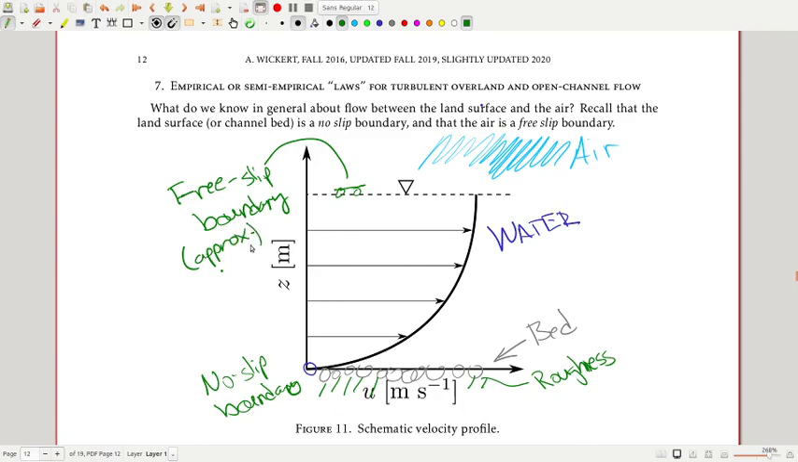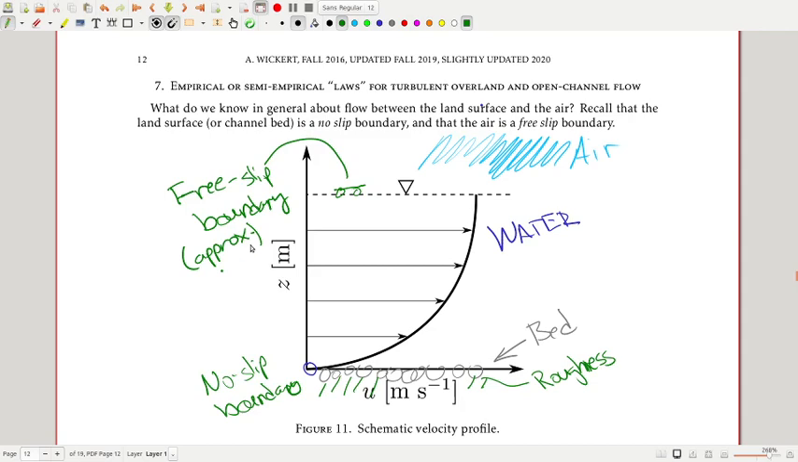So I'm going to make a note that this is an approximation. Right? Because if you see the wind blowing across the river, you see ripples on the water, and that means that there is an interaction, there is shear. The idea here, though, is that the interaction between the air and the water is weak relative to the interaction between the bed and the water. And that is generally a pretty good approximation for rivers.